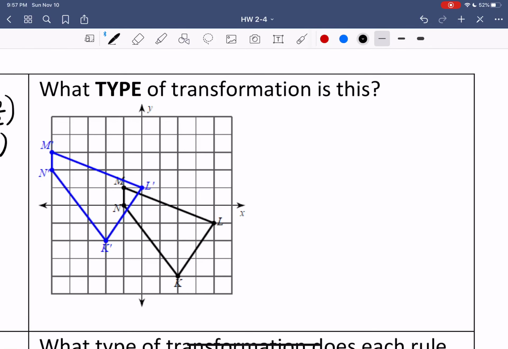All right, what type of transformation? So they're asking for a type. So meaning of the 4 different types of transformations. Remembering, is it a slide? Is it a mirror? Is it a rotation? Or is it a dilation?